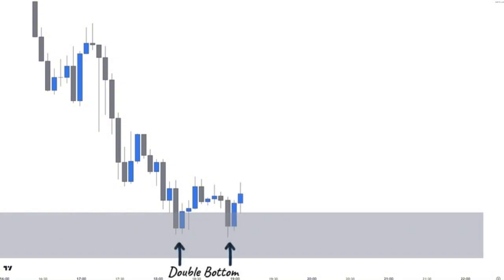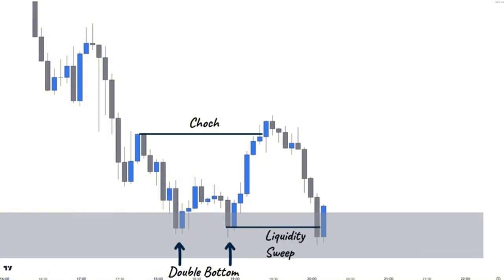A double bottom, for example, shows that the price failed to create a new low, which shows momentum loss. A change of character shows a sign of reversal in the bearish momentum. A bullish liquidity sweep pattern can be a perfect entry reason to open long positions.